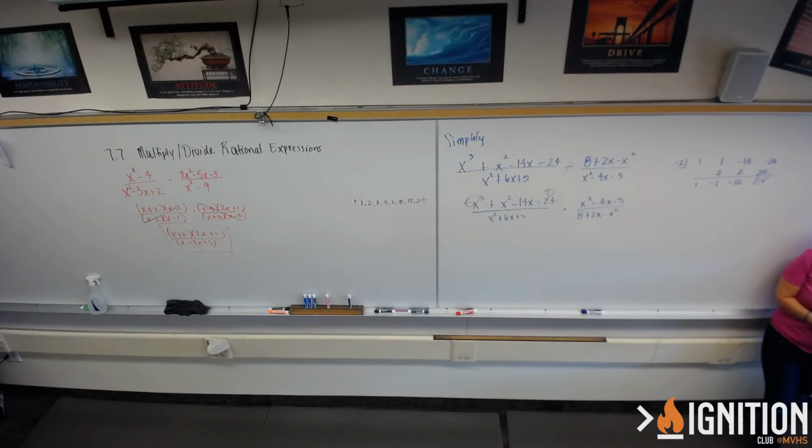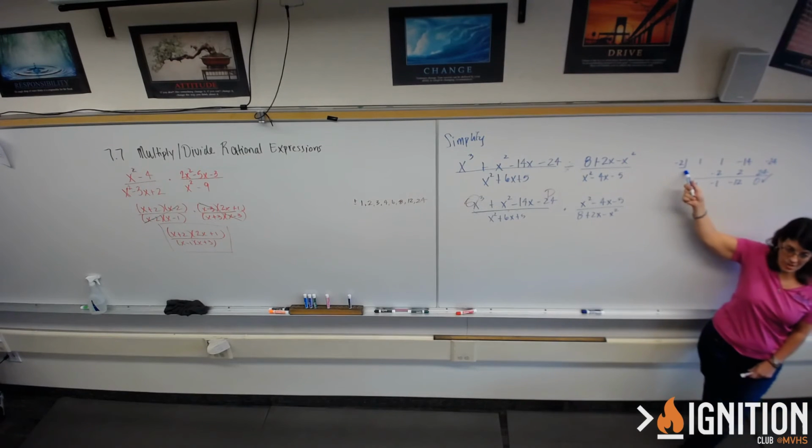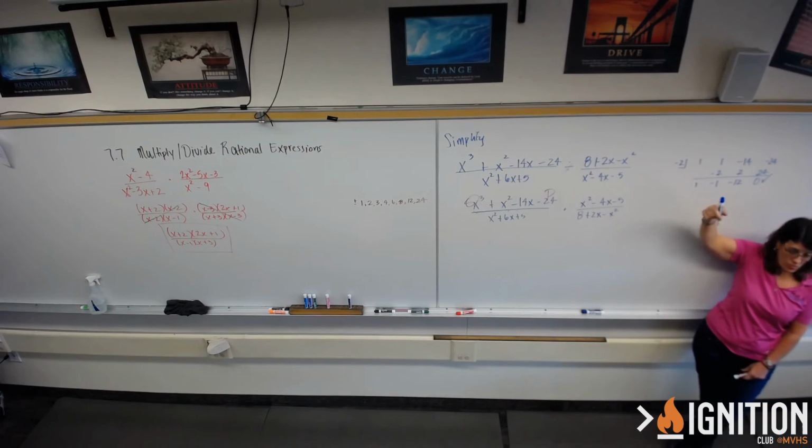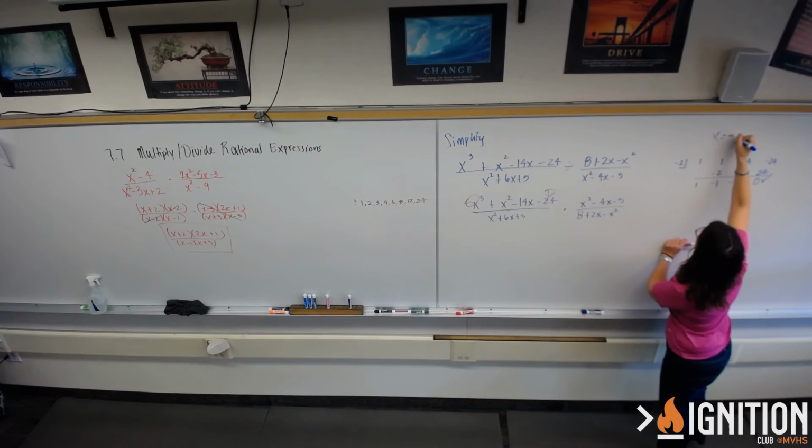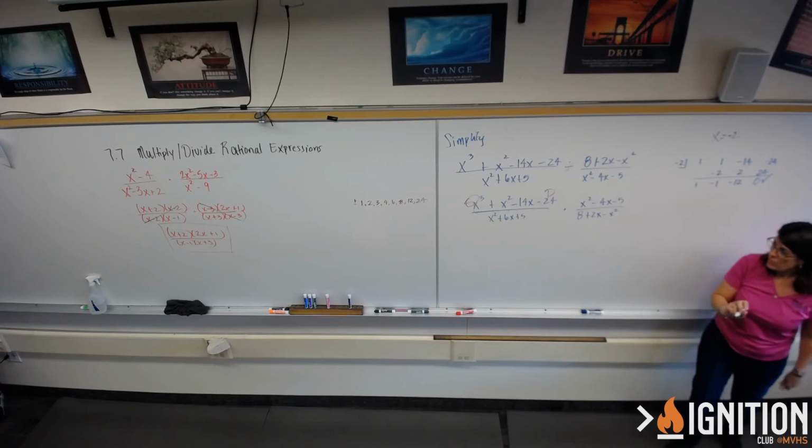How do you write -2 as a factor? x plus 2. Yeah, this is the 0. This is the solution, the answer, whatever. So that's the 0. That means x equals -2. Add 2 to both sides.